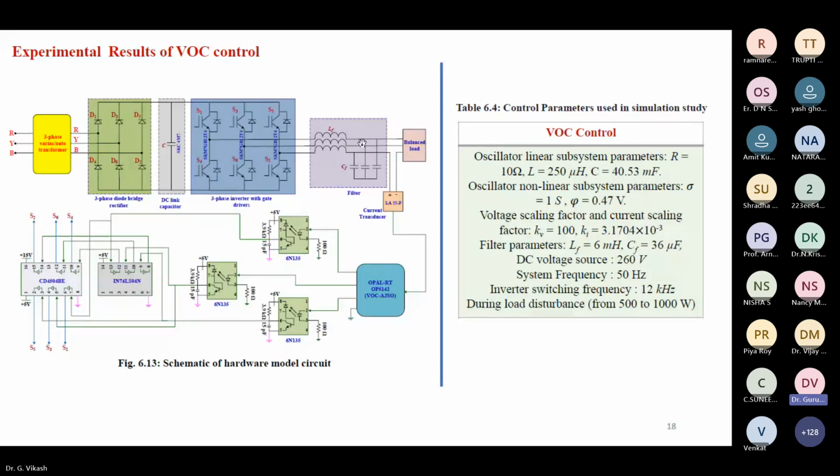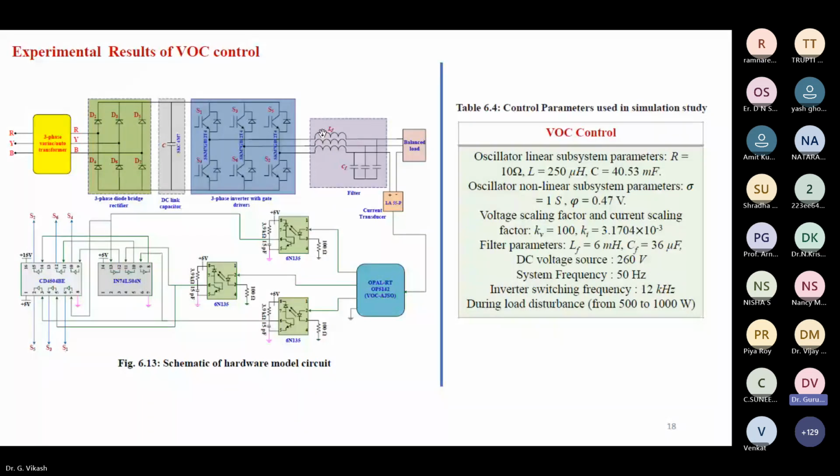Then how to implement in hardware? One Semikron inverter stack is sufficient to implement this hardware setup. Then we have to design LF and CF. In my lab, we have designed a 6 millihenry inductor and a 36 microfarad capacitor. We have directly ordered them, and you can order the filter inductor and filter capacitor online. First, we have to design how much values we need for LF and CF. Accordingly, then we have to purchase. So if you purchase LF and CF, accordingly we will design the system.